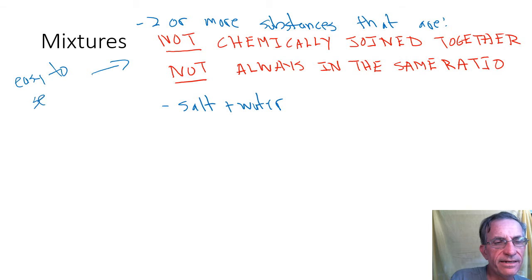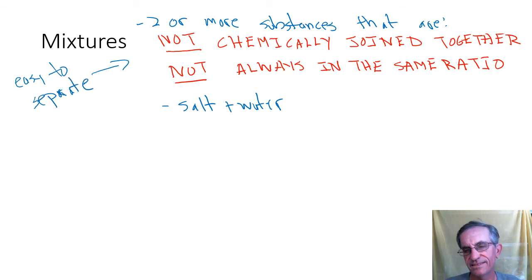Do you remember a minute ago I said compounds are hard to separate? Mixtures are easy to separate. You can break things apart to separate them in a mixture. Like, for example, let's see here. What do I have? I got a couple of things on my desk in front of me that I want to show you.